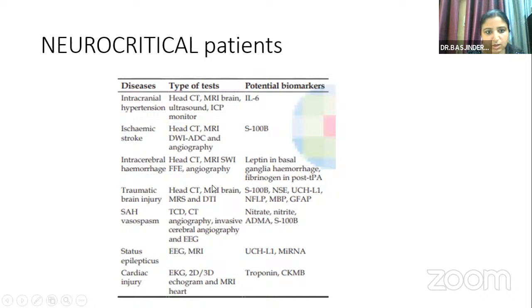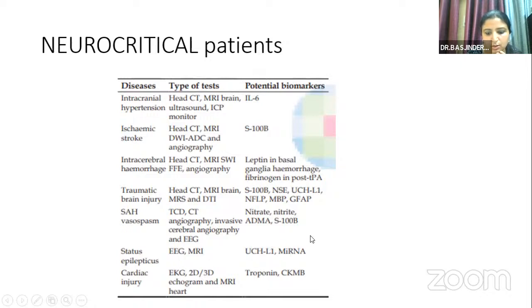So these are the tests which are diagnostic for these diseases. And this is the list of potential biomarkers corresponding to these diseases. Like in intracranial hypertension, interleukin 6 can be measured. In ischemic stroke, S100B can be measured. In ICH, leptin can be measured. And in traumatic brain injury, S100B and neuron-specific enolase both can be measured. And ubiquitin-related receptor is also there in status epilepticus.